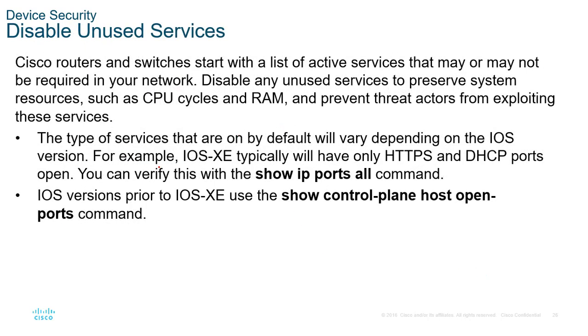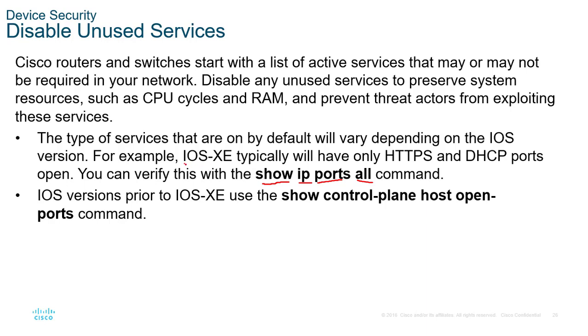And finally, we can disable unused services, and that'll happen with the auto secure command. That'll disable a lot of different, typically unused or older protocols or services. In the newer IOS, you can use the show ip ports all command, and that will identify the ports that are open and that the router's listening on.